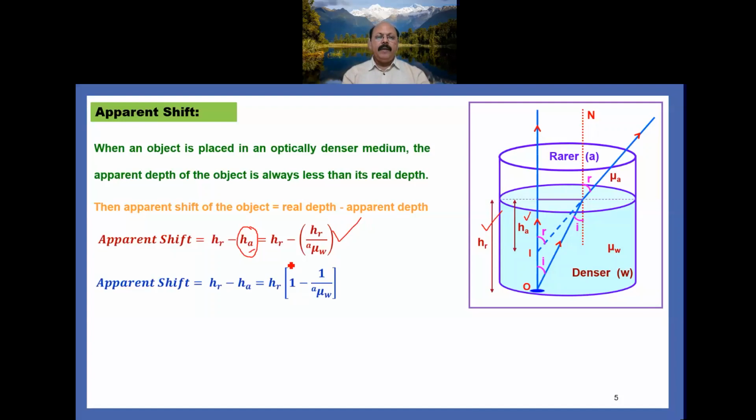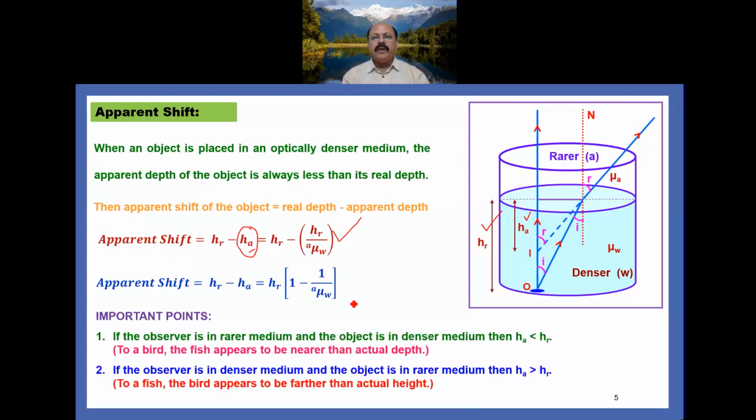So what you will get, apparent shift equal to hr minus ha equal to hr outside the bracket, 1 minus 1 upon aμw. So this is the expression for the apparent shift. Means by this shift, the object appears to rise in denser medium when seen from rarer medium.